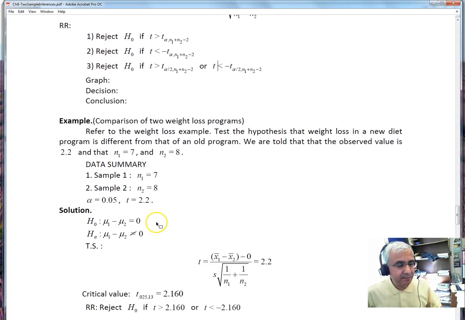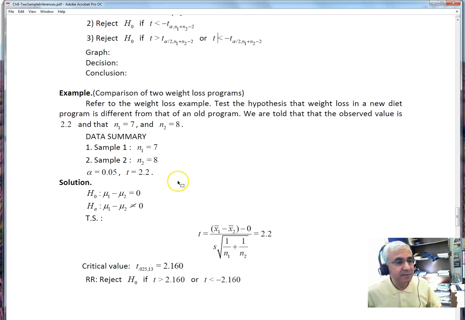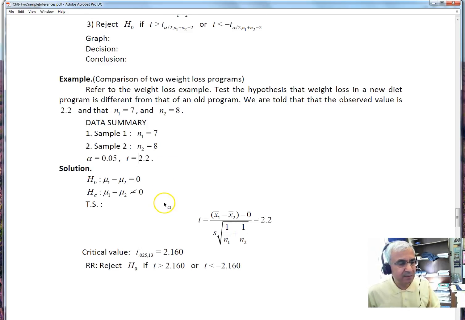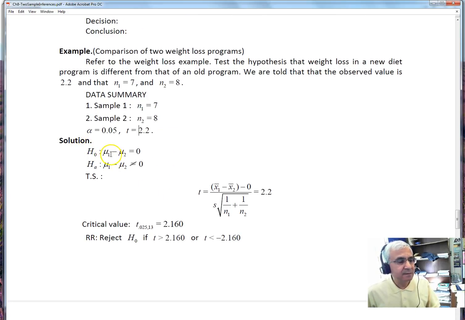So here is a quick example on this. I have small samples, I know they come from a normal population, but I don't know the variances. I estimate the variances, and in this case I have n1 equals 7, n2 equals 8. I have alpha, and I already used all the information to calculate T, which is 2.2, just to save us time. If I want to test that the two population means are unequal, I use the formula, substitute into it, and I should get 2.2.